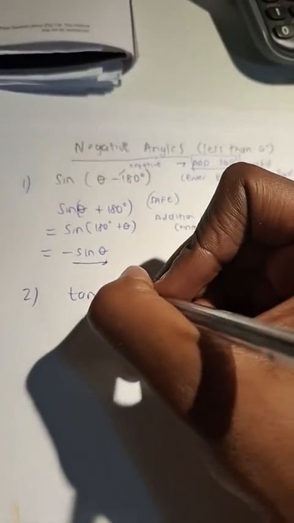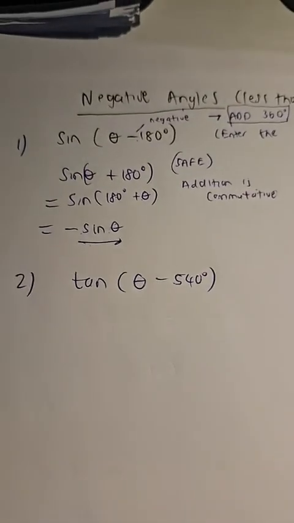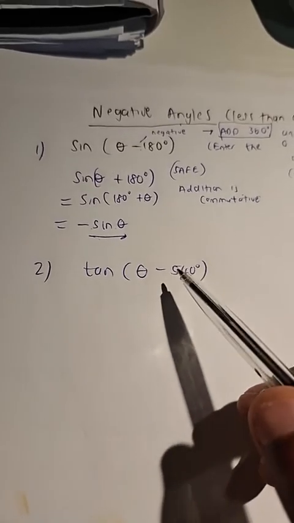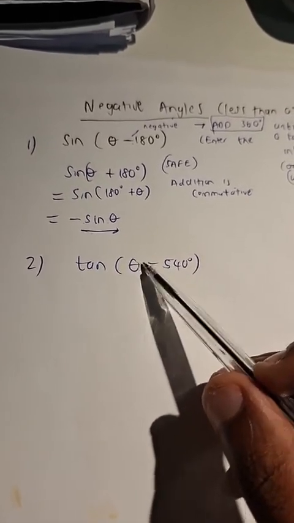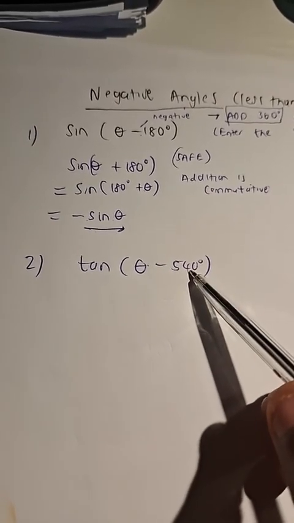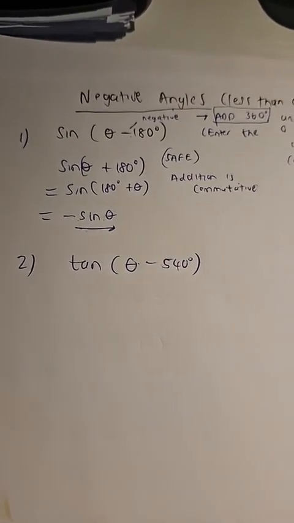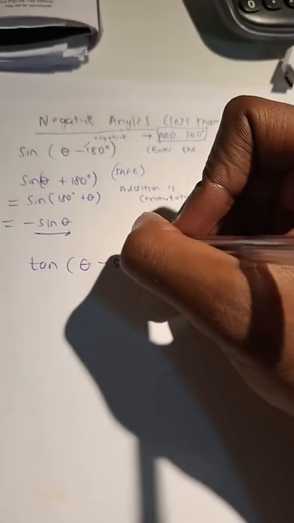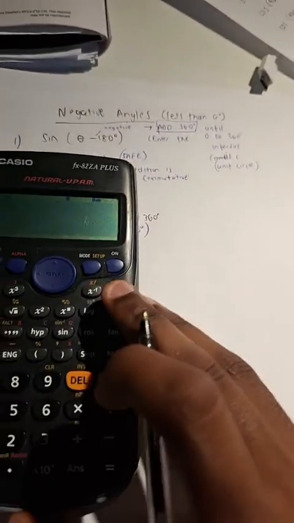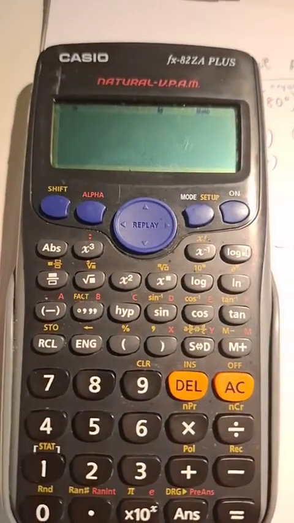Let's look at tan of theta minus 540 degrees. Oopsie, look at this one. Is the angle positive or is it negative? So once again we have theta minus 540 degrees. This 540 degrees is very negative. I hate negative things. Yeah, well, you must change this negative energy to positive energy. So what we do is we add 360 the first time. Let's check if we add 360 the first time, does that lead us to the 0 to 360 interval?